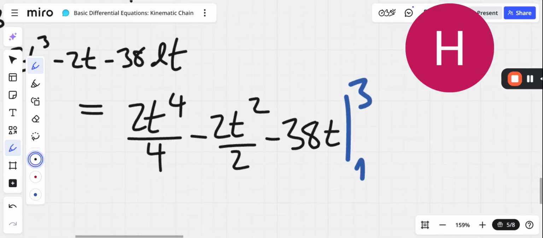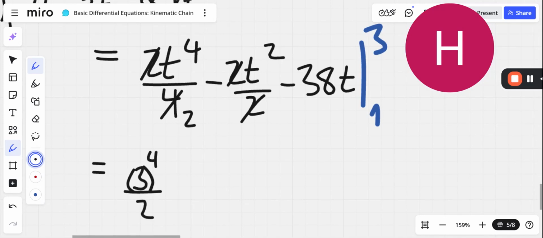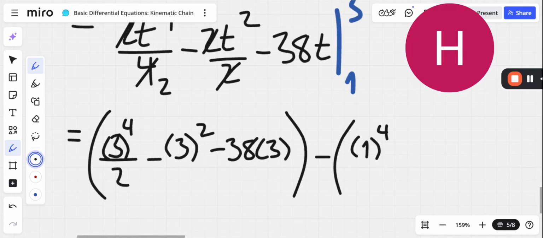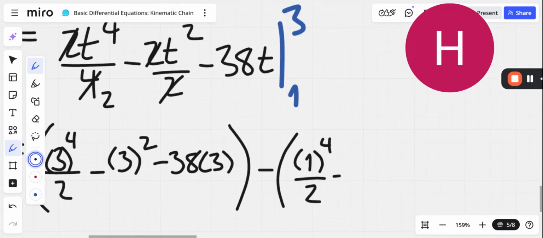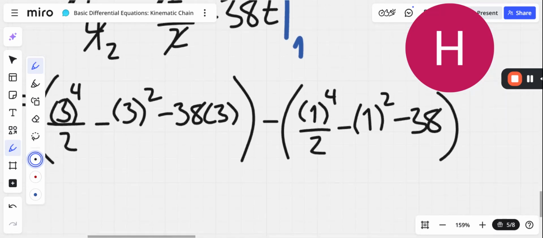These are fairly easy numbers to plug in, so you're expected to be able to do that comfortably. Let's see, this is like 1/2, and this just cancels the 2's, so we're going to have 3 to the 4th over 2 minus 3 squared minus 38 times 3. Oh, come on, you guys are in good shape for that, right? Minus 1 to the 4th over 2. 1 to the 4th is kind of redundant, but it's okay. Minus 1 squared, also kind of redundant. Minus 38, I'm not going to put times 1 because it's just 38.